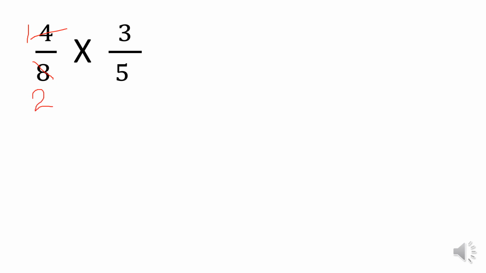There is nothing else that I can reduce, so I'm going to multiply. 1 times 3 is 3, and 2 5s are 10. My answer is 3/10, a proper fraction. There is no number that can go into 3 and 10. It has to be the same number without a remainder. So this is our answer, 3/10.